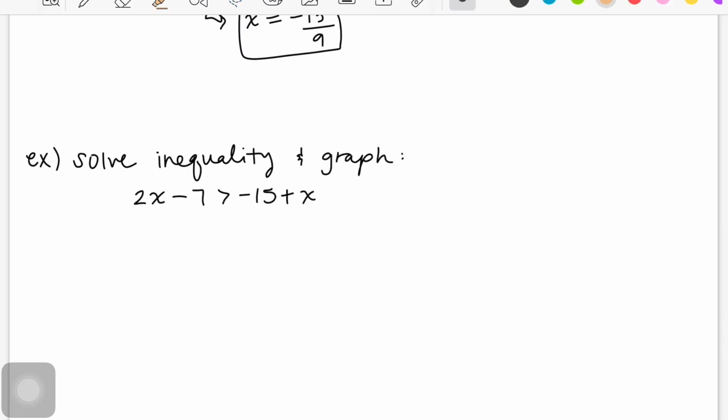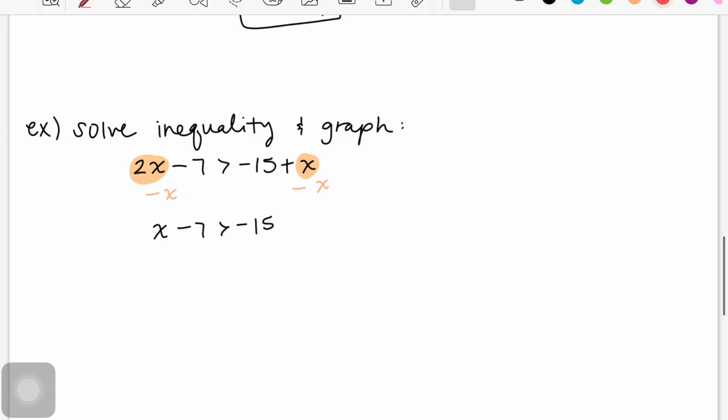So the first thing I'll do is, again, look at like terms here. We have a 2x on one side and an x on the other side. So I'll subtract out this x on both sides. So we get 2x minus x, so that's just positive x left over. Then we still have the negative 7, and that'll be greater than negative 15. Then we can add 7 to both sides, and we get that x is greater than 8.